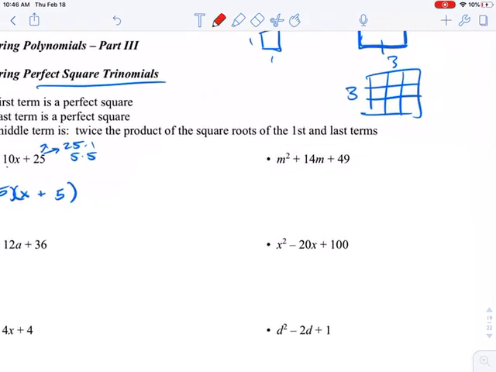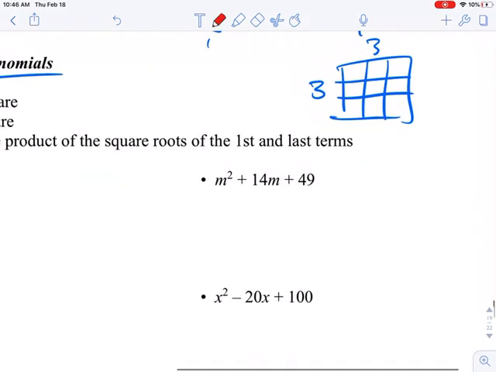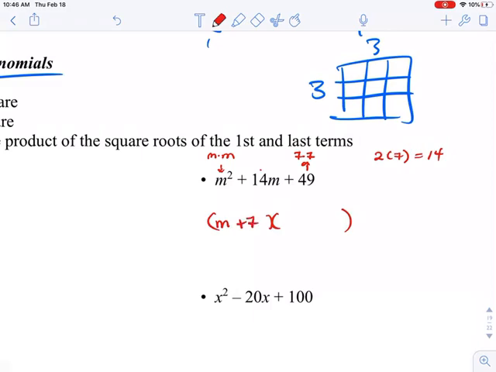Let's take another look at this example here. What's the square root here? Well, it's going to be m multiplied by m, and this is also a perfect square, 7 times 7. Well, twice the product of the first and last term, so 2 times 7. That gives me 14, which is the middle term. So I know that this is going to be m plus 7, m plus 7.